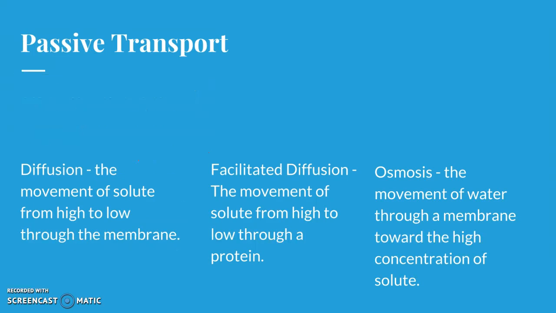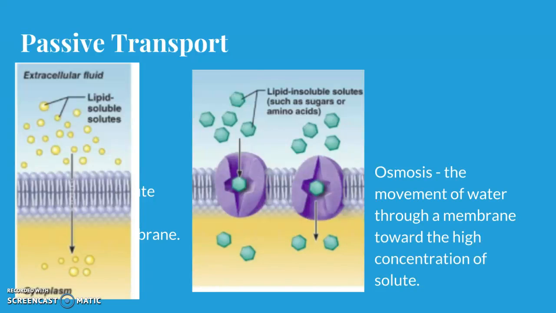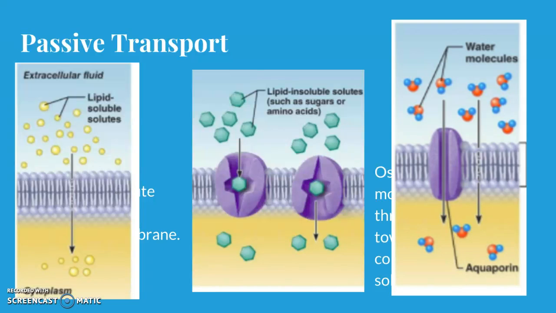So the three types of passive transport: diffusion, the movement of solute from high to low, straight through the membrane; facilitated diffusion, using a protein; and osmosis, when water moves.